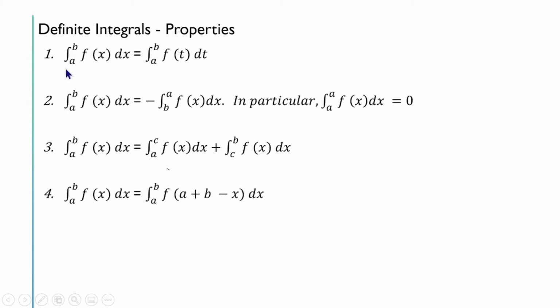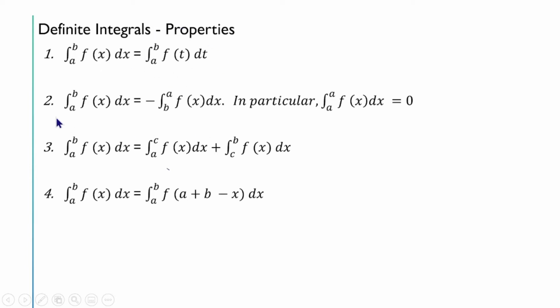The first property: integral a to b f of x dx is equal to integral a to b f of t dt. That is, if we change the function x to t, the definite integral remains the same. Integral a to b f of x dx is equal to integral a to b f of t dt. Here we can easily see that if we substitute x as t, then we will get the same value.